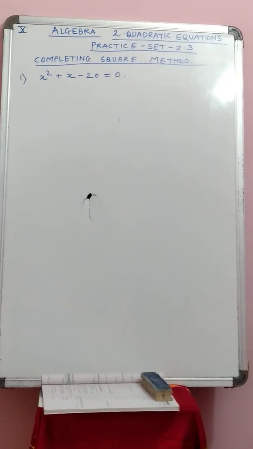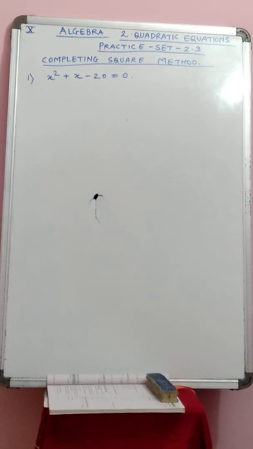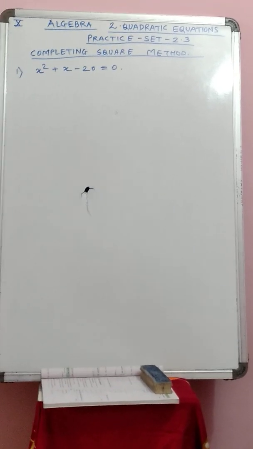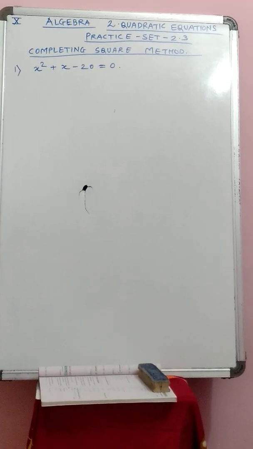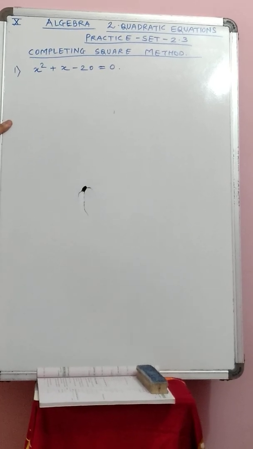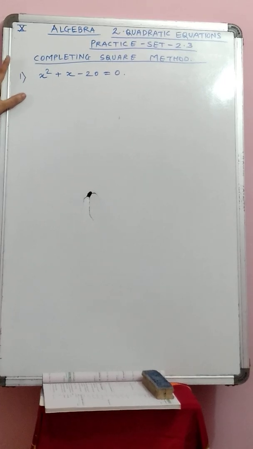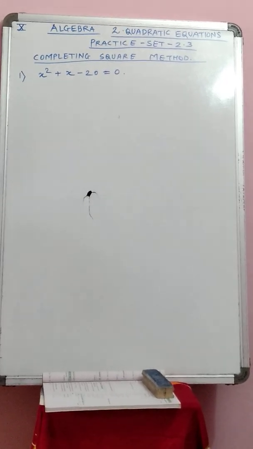Even if you have solved the sum with the other method and you got the correct answer, the sum will still be marked wrong because you have not followed the method. So in this exercise we are going to solve the quadratic equation with the help of the method called completing square method. So what are the steps?